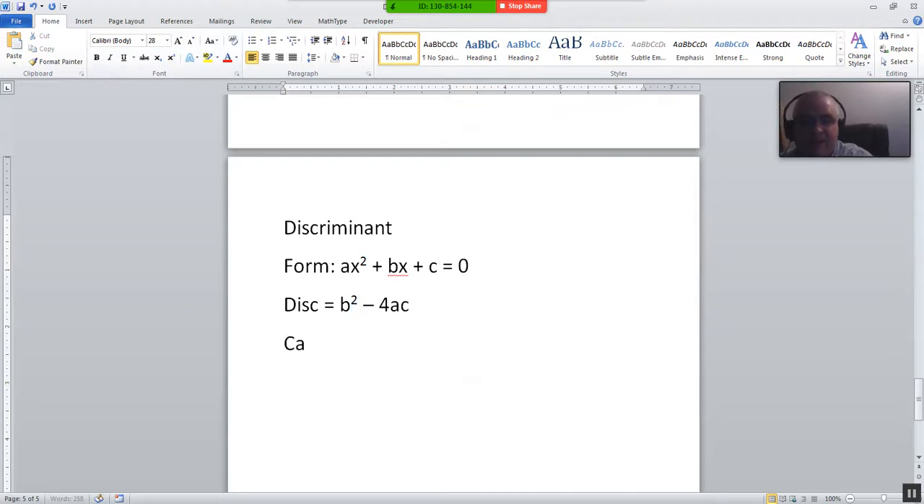Now we're going to have three cases of that. Case 1 is where it is positive. That means that you're going to have two real answers. So like, for example, if you end up with 7, it's positive, so you have two real answers. They're actually going to be different, unique.